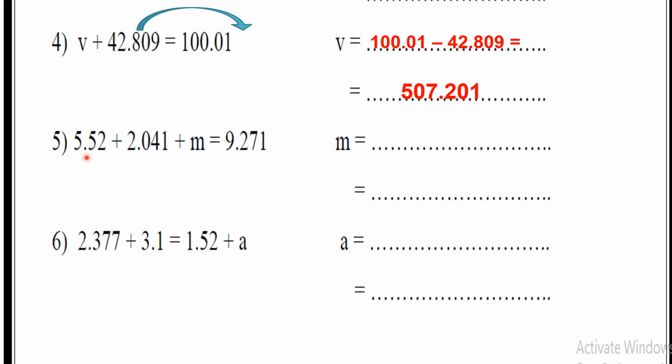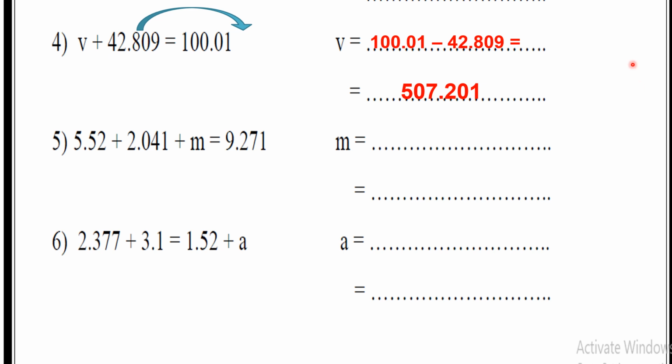In number 5, 5.52 plus 2.041 plus m equals 9.271. Here we have 5.52 plus 2.041 plus m. So let's make it easier. So solve 5.52 and 2.041 at first. Let's make the draft. Here we have the draft. And now 5.52 and make balance, so add 0 and the other number down.